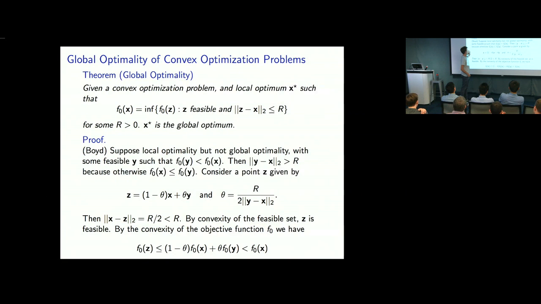So this is just saying if you have the smallest value of your objective function that's feasible and within some little ball in some space, that R is also infinity, basically. So you can expand that ball and it's also the best.